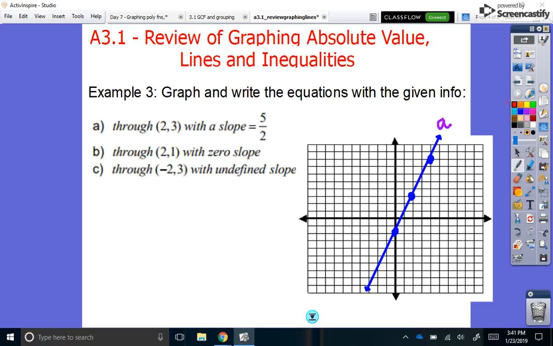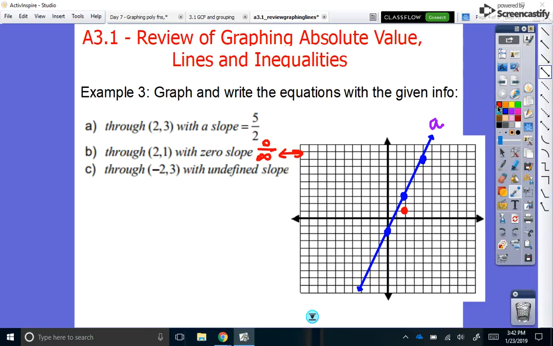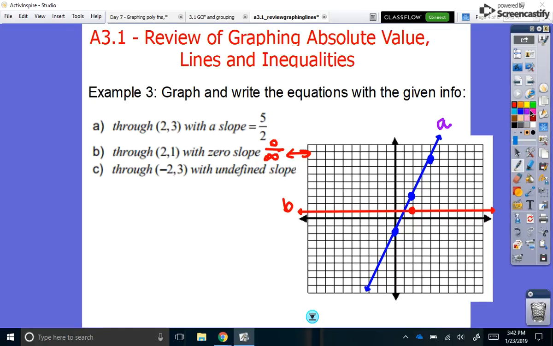For B, it says it goes through the point 2, 1 with 0 slope. So remember, 0 slope means I'm rising 0 and running infinitely many. So a 0 slope is a horizontal line. So use your straight edge, and that's going to be the line. Let me make that a little straighter.